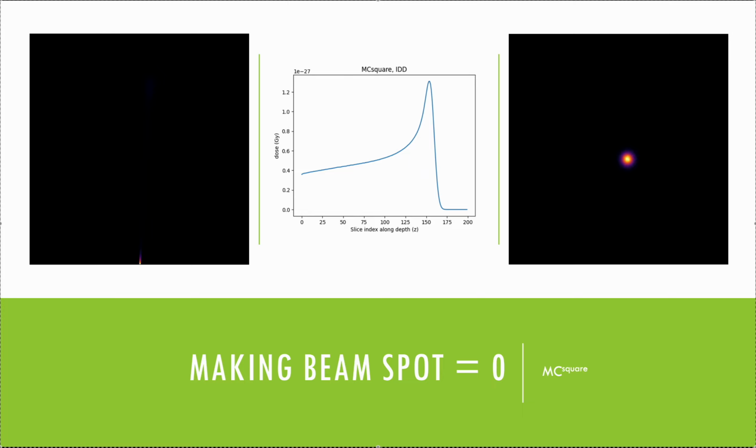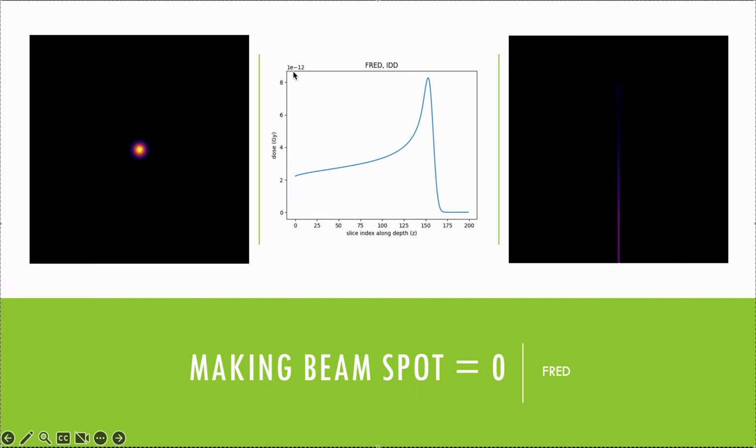And of course the Bragg peak should look similar. So now for the same proton energy 150 MeV, for the same energy spread 5 MeV, and making the beam spot 0, that is for a pencil beam, should we get the Bragg peak at the same position and of the same dose?